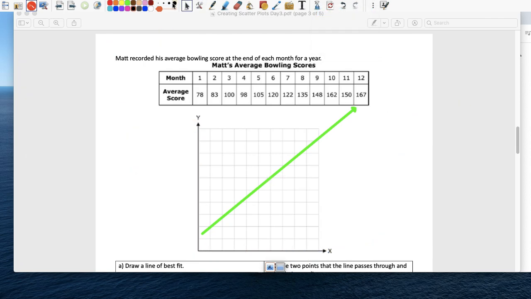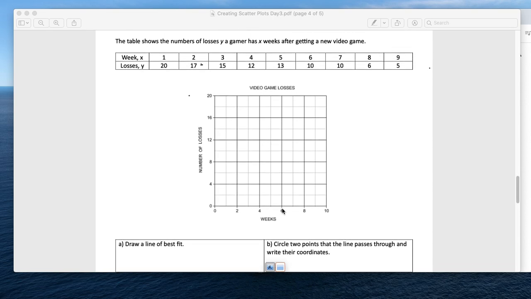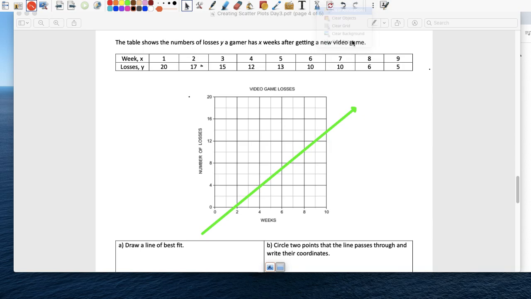Okay. One more problem. What is this? Same idea. Clear objects. What is this? The table shows the number of losses a gamer has weeks after getting a new game. So this is weeks, and this is the number of losses. If you get a brand new game, I'm assuming that the more you play, the less you lose, so it should be a negative correlation. Let's see if this is right.